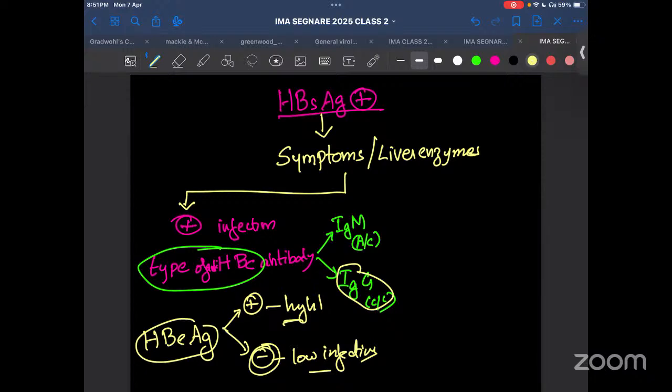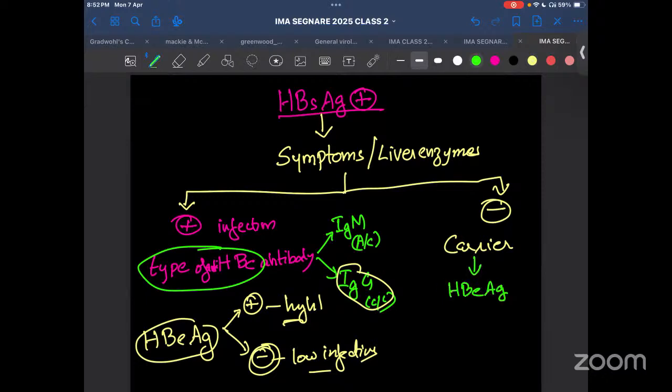Now there is one scenario remaining, that is if symptoms are negative or liver enzymes are not elevated, that is carrier. HBsAg positive but no symptoms, liver enzymes normal, that is carrier. Now, if it is carrier, we again look for HBeAg. And if HBeAg is positive, then that is super carrier. Now, HBeAg negative, that is simple carrier. So with this, depending on what data is given in the question, we can diagnose it.